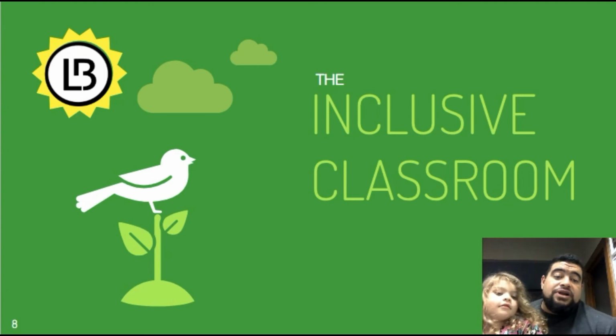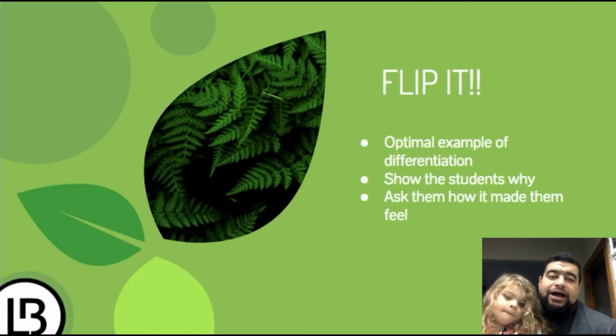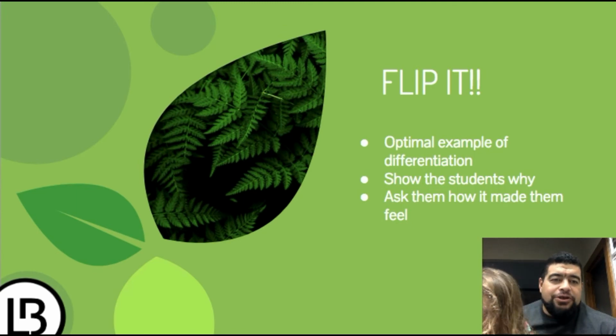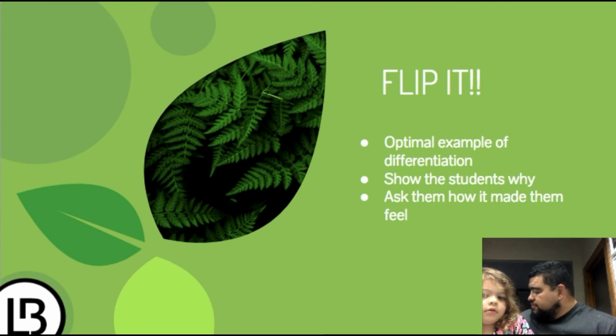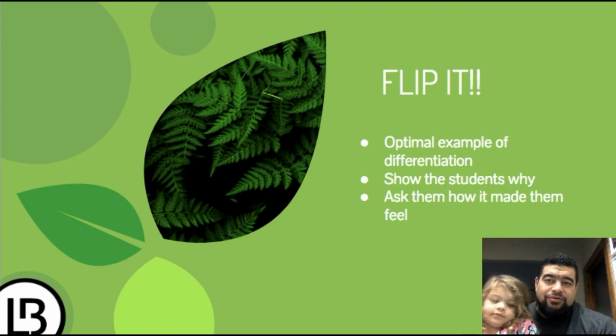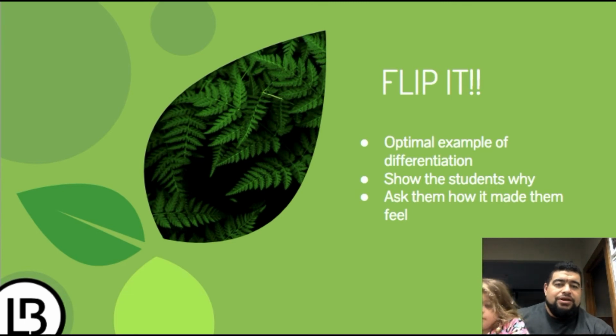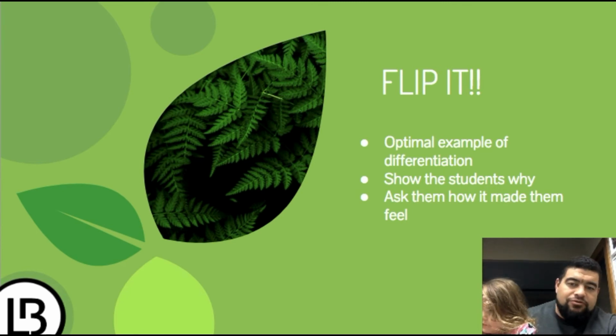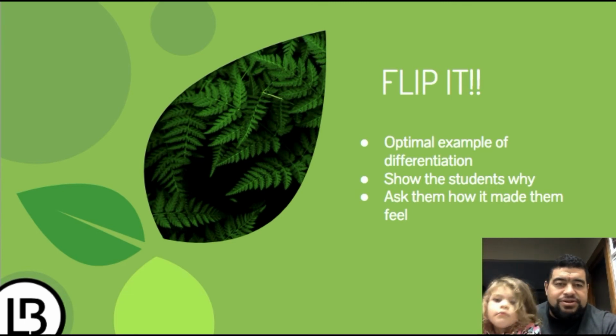All right, the inclusive classroom. This one's going to be easy for me. I'm a little bit biased for sure. To include everyone, you really have to flip it. Flipping is the optimal example of differentiation. I'm obviously in love with it, but I think it's just something that every teacher should be doing if they really care about shaping the lessons and the content in particular for their students.